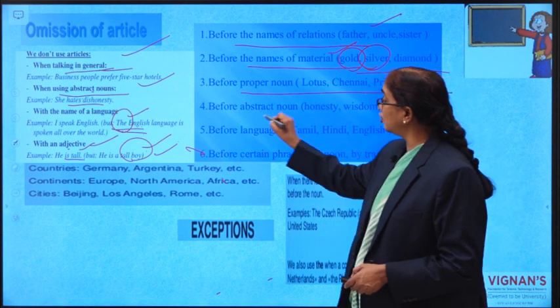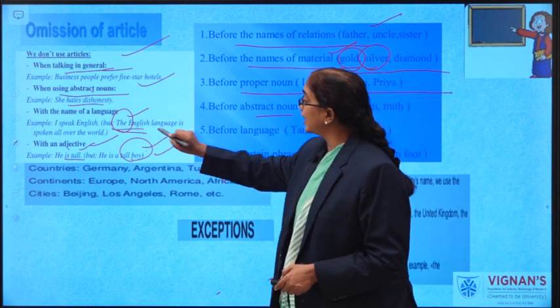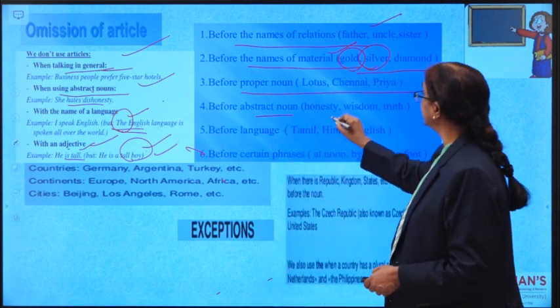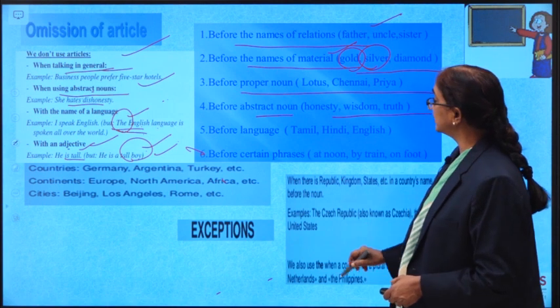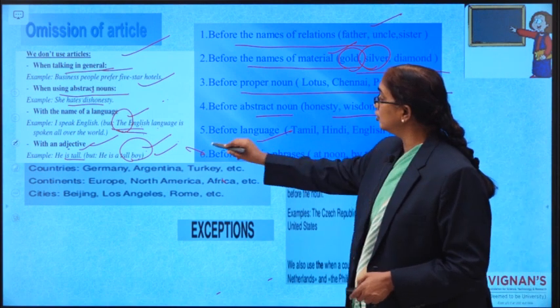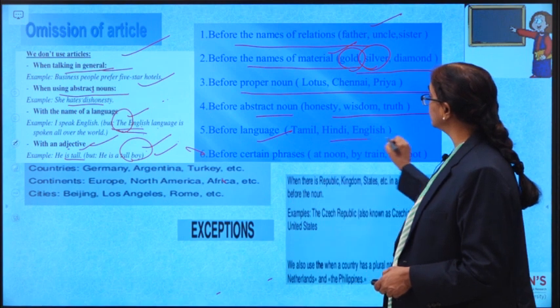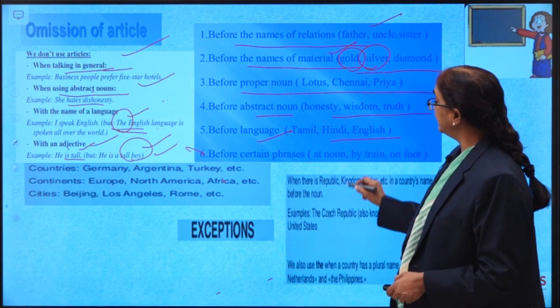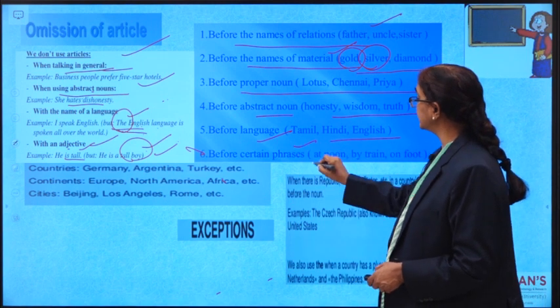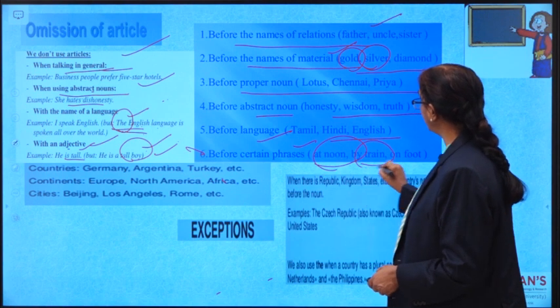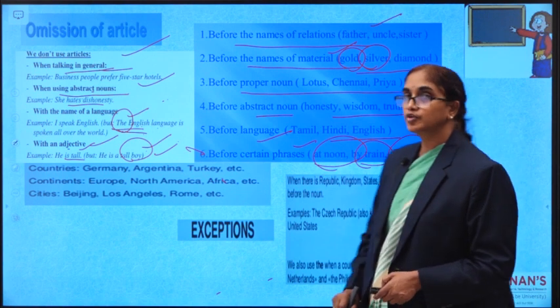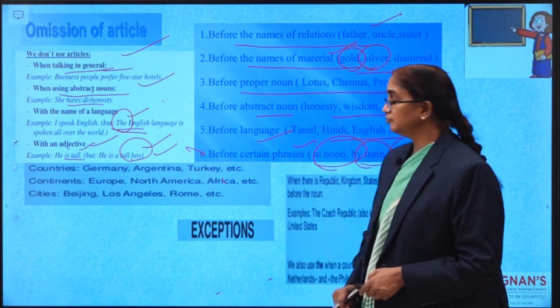Before abstract nouns, we have already discussed, we don't use any articles: honesty, wisdom, truth, and so on. Before language also, we already discussed, we don't use any article. And we don't use an article before certain phrases like at noon, by train, or on foot. We don't use any article here.